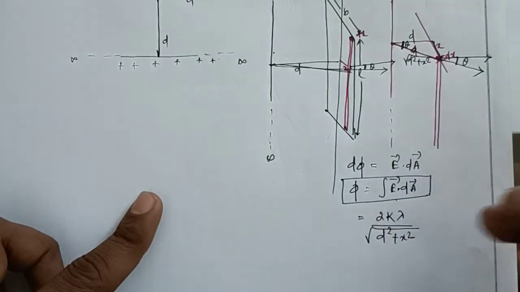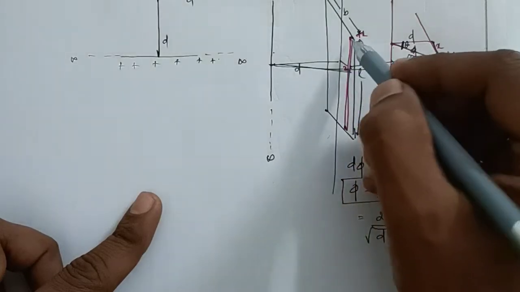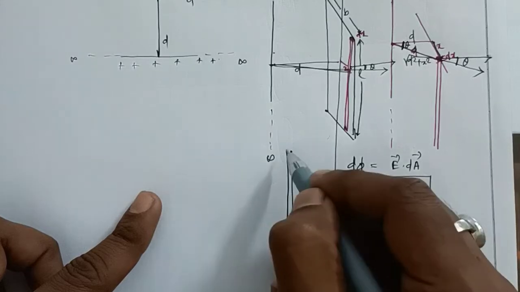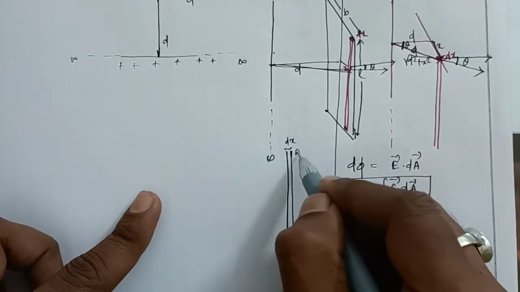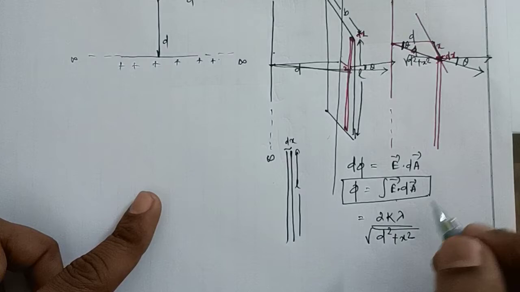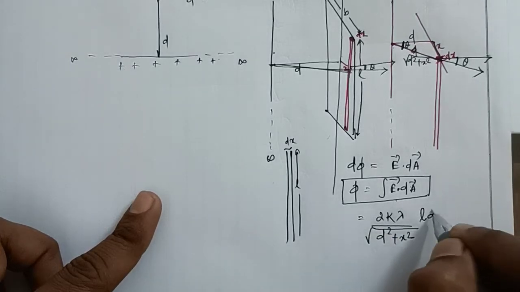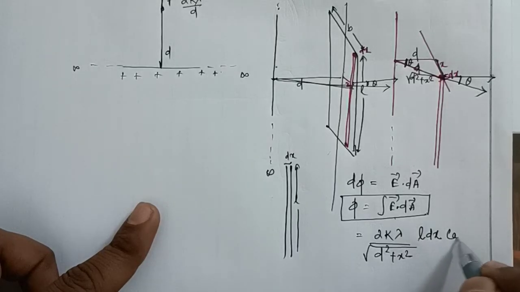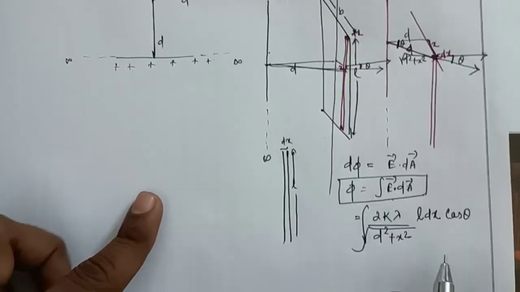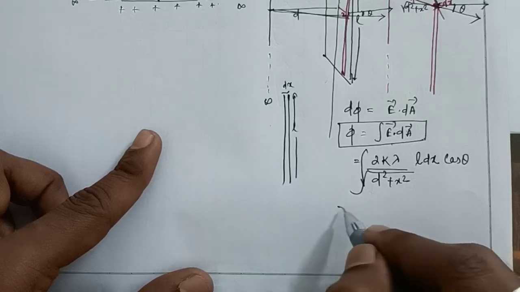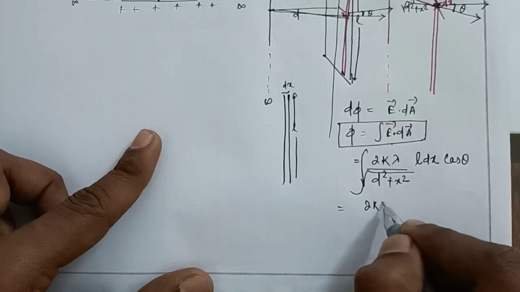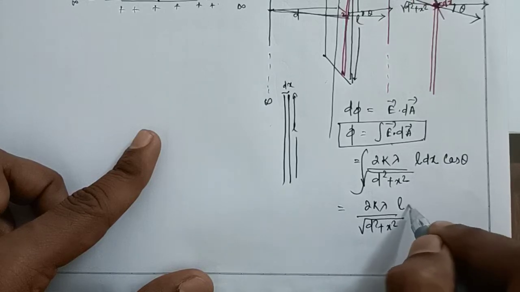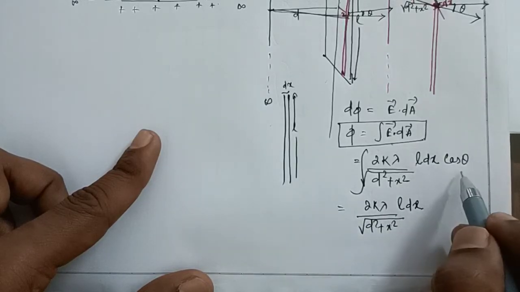The area is nothing but length into breadth. If you consider this kind of element, the thickness is dx and the length is L, so the area is L dx. And what is the angle between them? Cos theta. I will write cos theta like this, and do the integration symbol. Proceeding carefully, this is 2k lambda upon root over d square plus x square, this is L dx, and I will write cos theta.